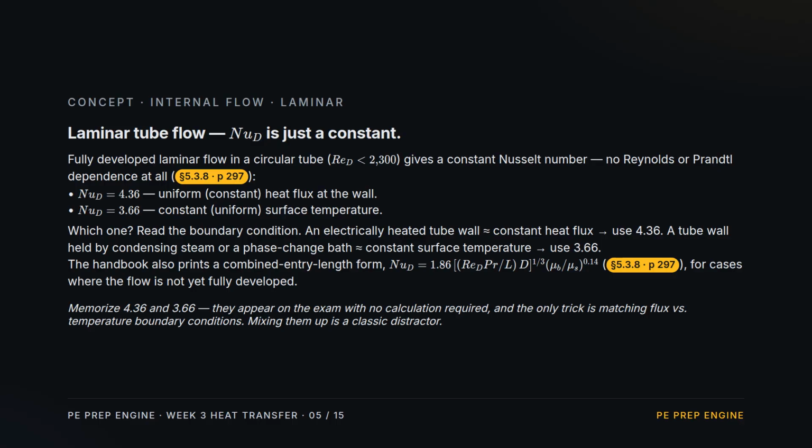An electrically heated wall is essentially constant flux. Condensing steam or a phase change bath is essentially constant temperature. Memorize both. The only trick is matching the boundary condition. The handbook also prints a combined entry length form for flow that isn't yet fully developed.